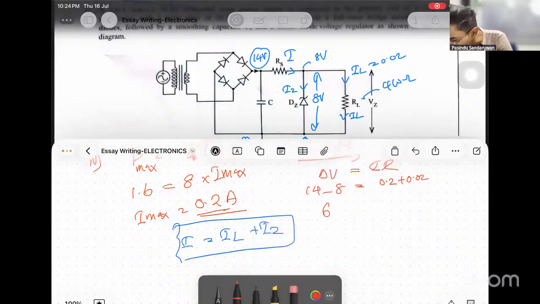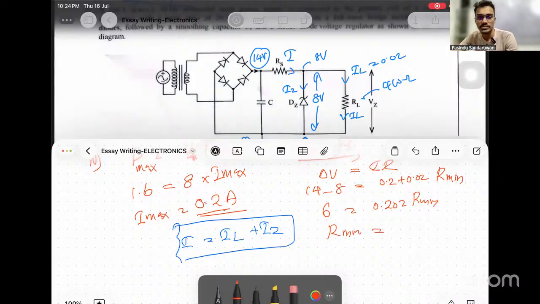Then this is 6, and here R min comes. Maximum current, minimum resistance. Then this is 0.202 times R min, a small simplification. Then R min comes as 27.3 ohms. Minimum R is 27.3 ohms.